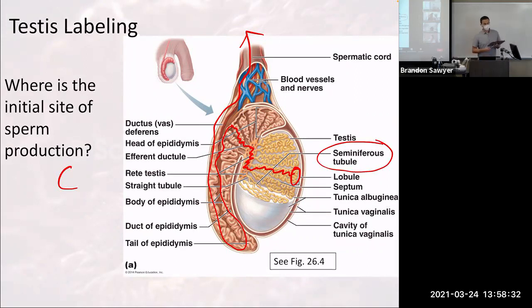Okay, any questions on that? There are a lot of other things labeled there that you don't need to know, but you definitely need to know the ones that were on the previous slide.